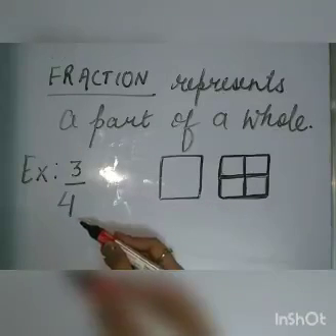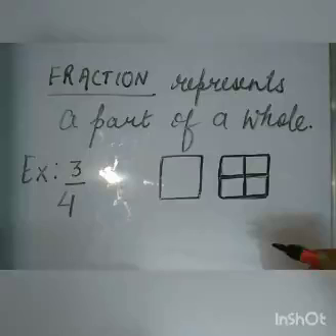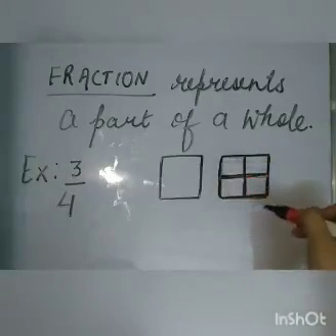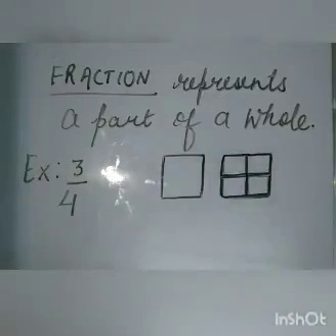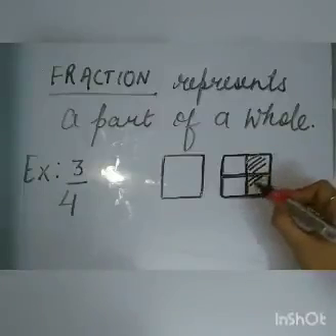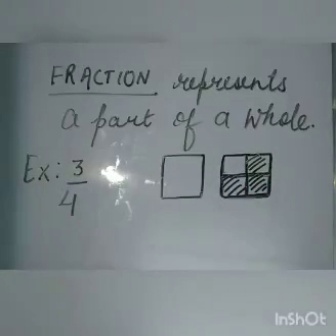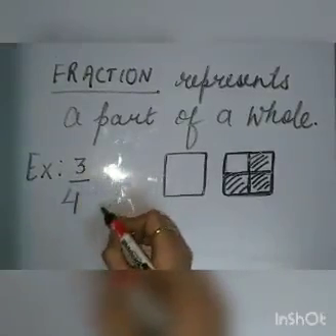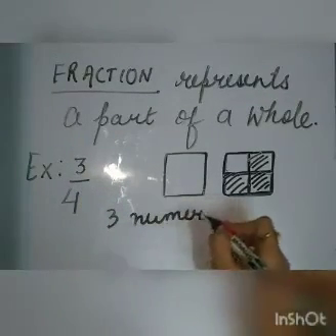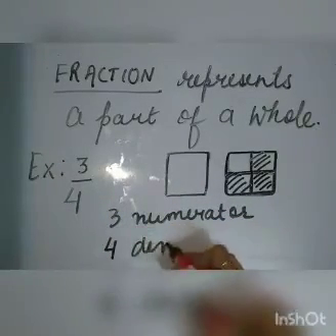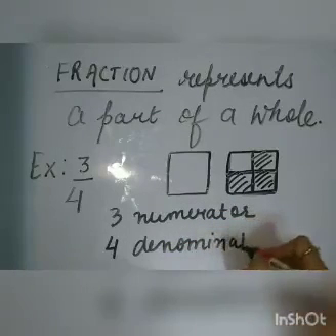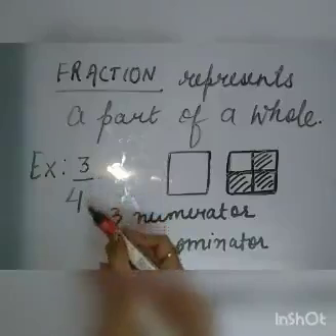What does 4 stand for? It means the number of equal parts into which the whole is divided, that is 4 equal parts. And what does 3 stand for? It is the number of equal parts which have been taken out. 3 parts have been taken out. The number above the line is the numerator, so the numerator is 3, and the number below the line, that is 4, is the denominator. So the fraction is 3 upon 4.